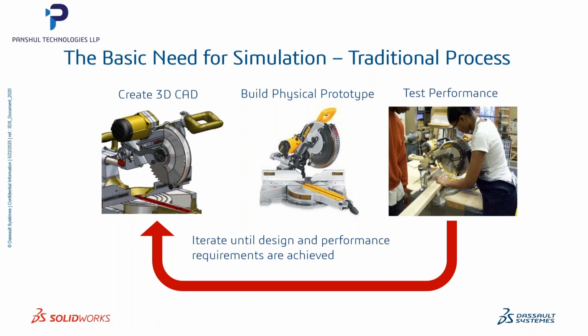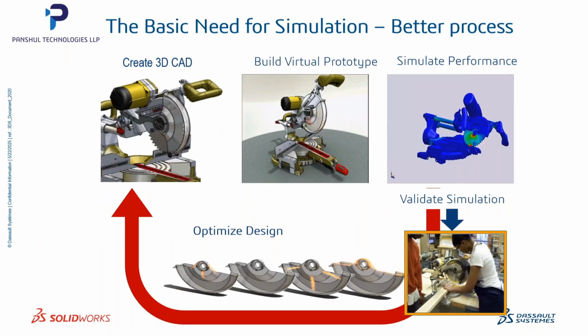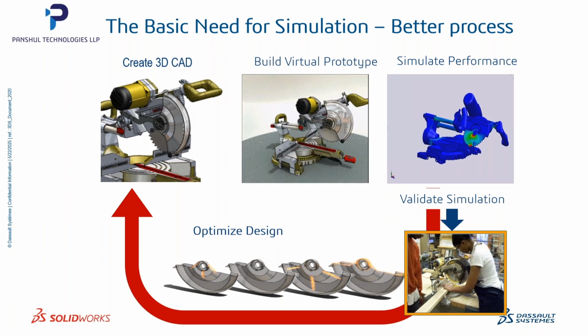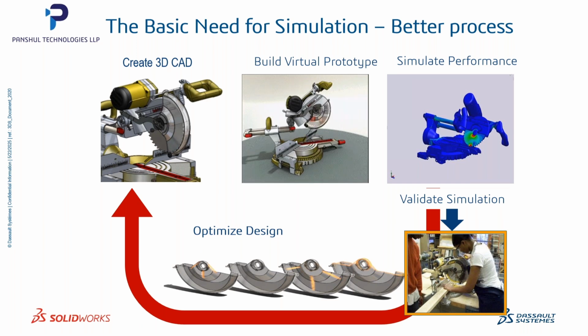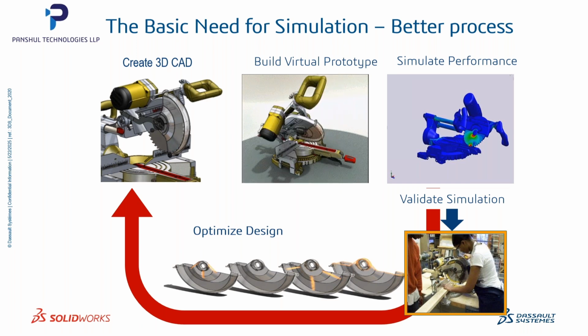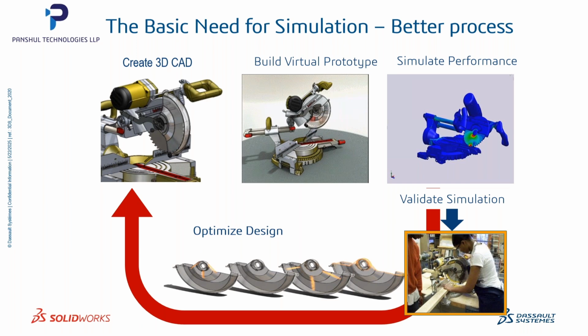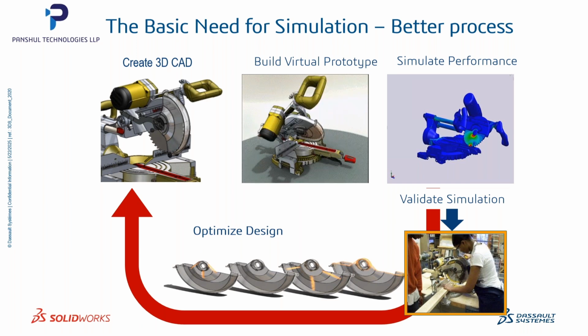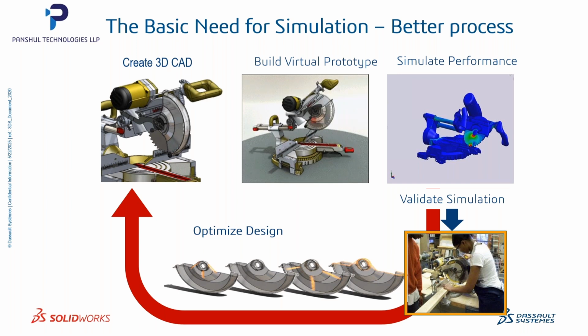So how to squeeze this? That's why there comes a need of simulation for a better process. So first we would create a 3D model, then we build a virtual prototype wherein we test all the movements or the motion or the mechanics. And then we extract whatever loads or forces are acting and simulate the performance in our simulation software. Once validated, we optimize the design in the 3D directly.